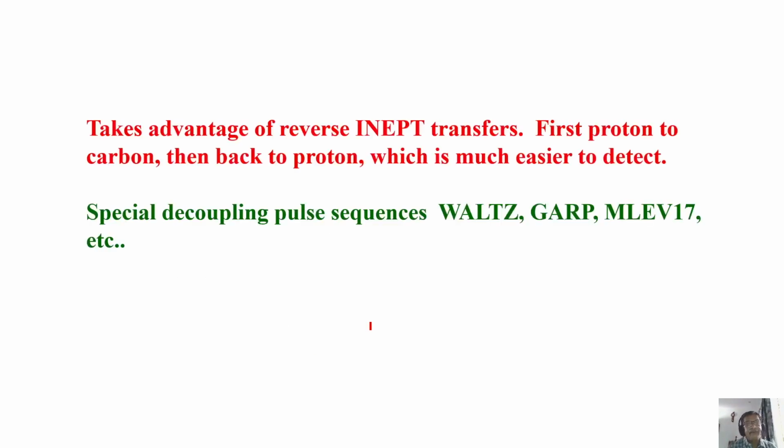And this is the beauty. See, it takes the advantage of the reverse INEPT transfer. What you will do is, you will first do the polarization transfer from proton to carbon. Then do the reverse INEPT transfer. Take the magnetization back to proton. And now we can directly detect the proton.